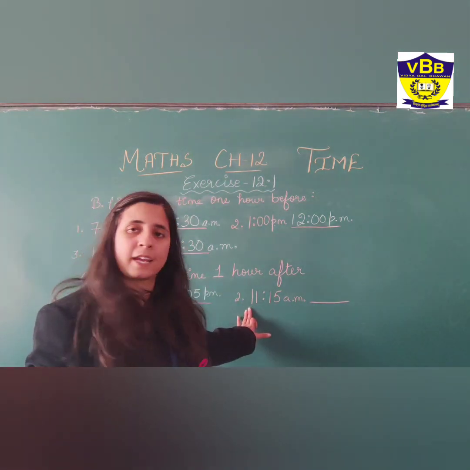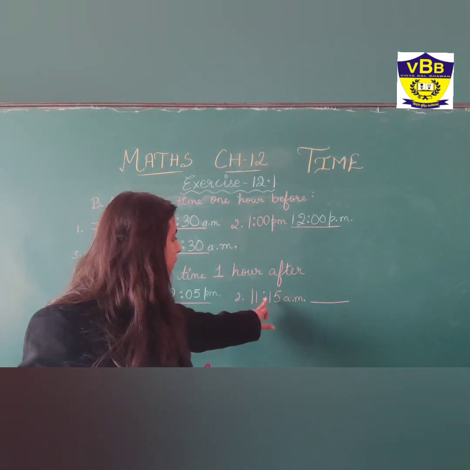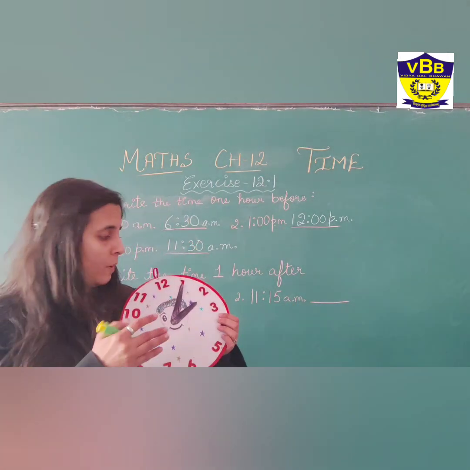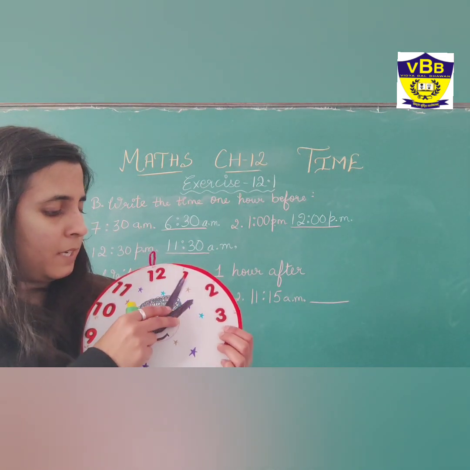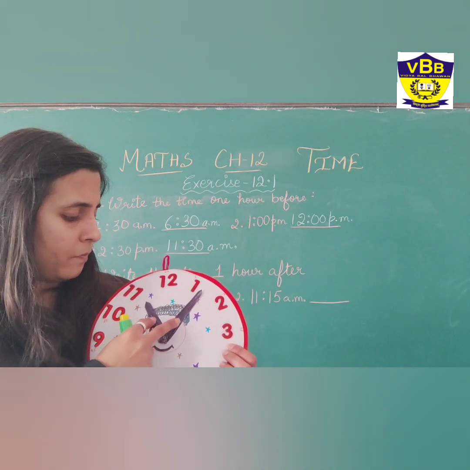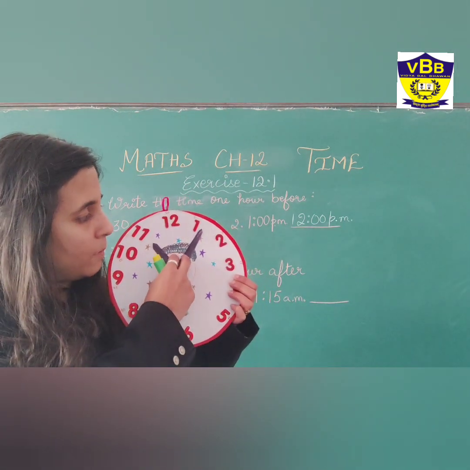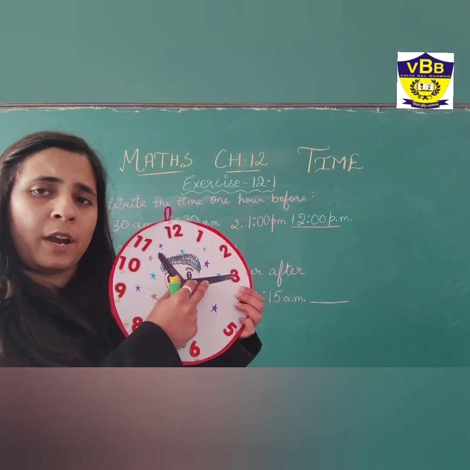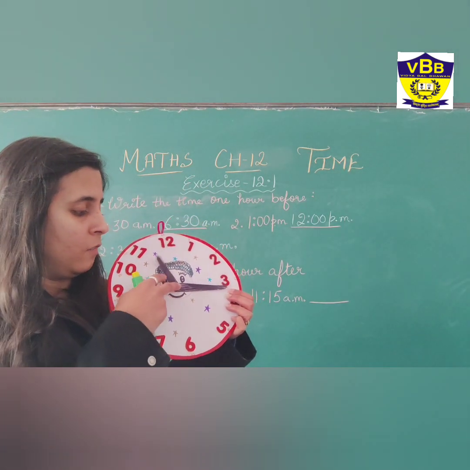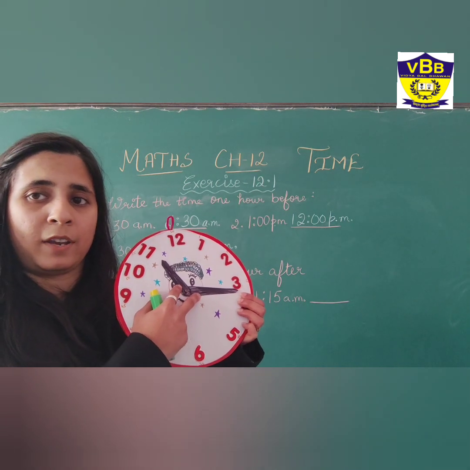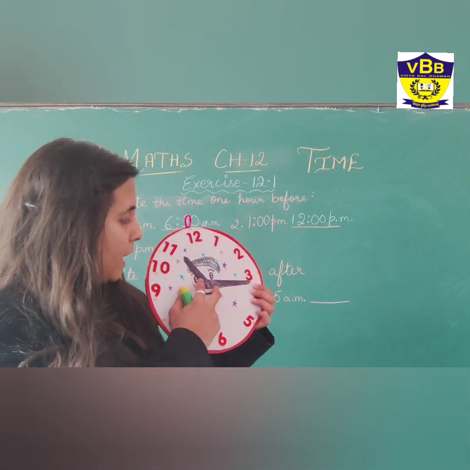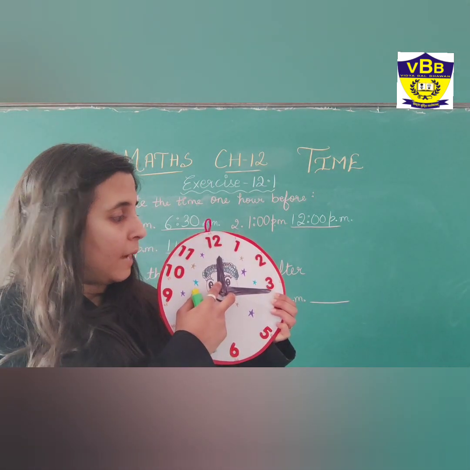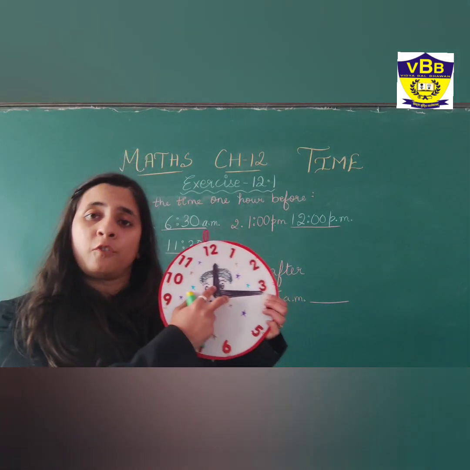Now let us see the second part. The second part is saying 11:15 AM. Let us see what the time will be. Here 11 means the hour hand will be at 11 and the minutes are 15, so the minute hand will be at 3. Right? We have to move the hour hand next to 11. So we will move our hour hand towards the right. It will be at 12 now. So the time 1 hour after will be 12:15.